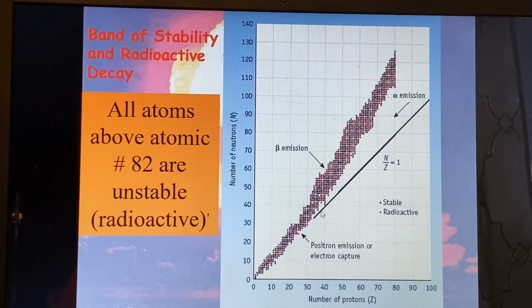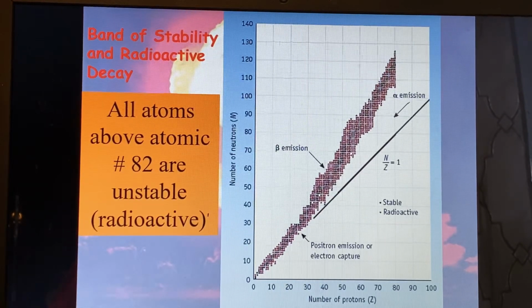Down in the lower elements, a lot of elements are stable, or at least one isotope of the element is stable. You can see down here. As you get up here, you can see that there's no little dot near the line. That means there's no isotope of these elements that is stable. So that's where this comes from: all atoms above atomic number 82 are unstable.